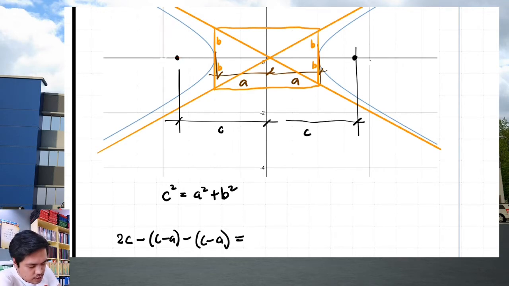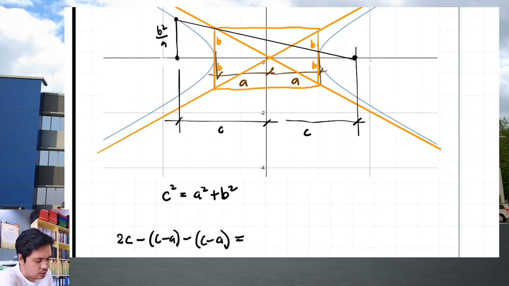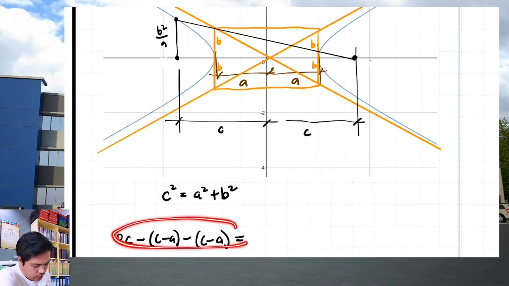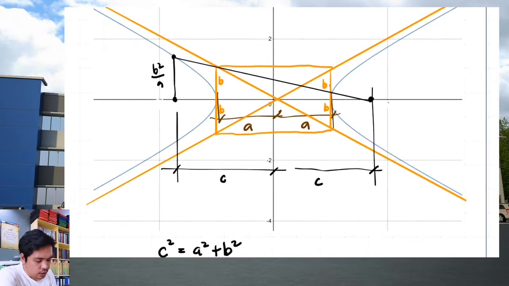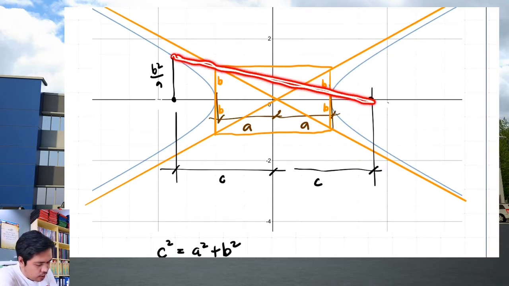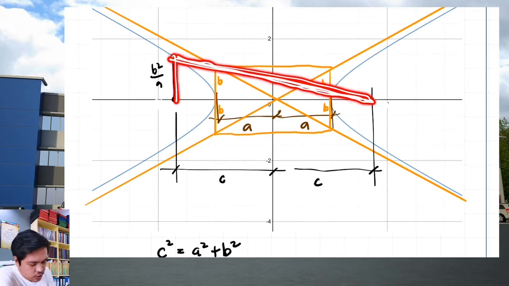So if this is B squared over A, we have formed a right triangle, in which this side is 2C and this side is B squared over A. So what is this side? What we are trying to equate here is this distance minus this distance. To get this value, we use the Pythagorean theorem, since this is just the hypotenuse of this right triangle.